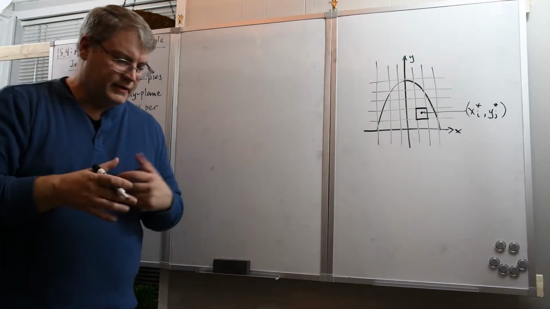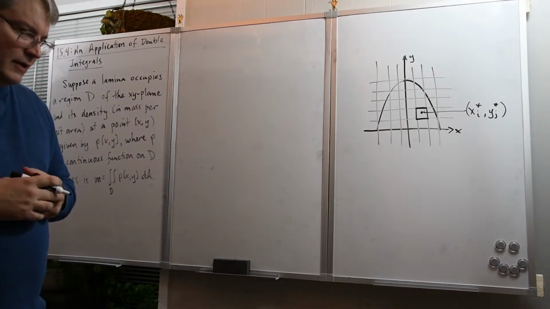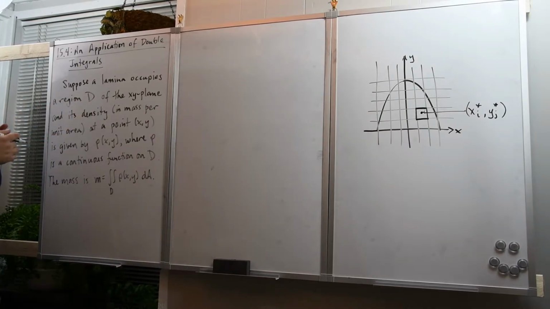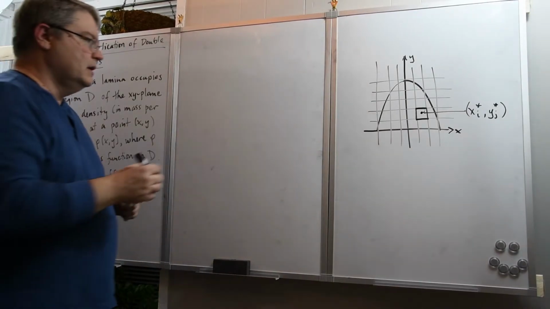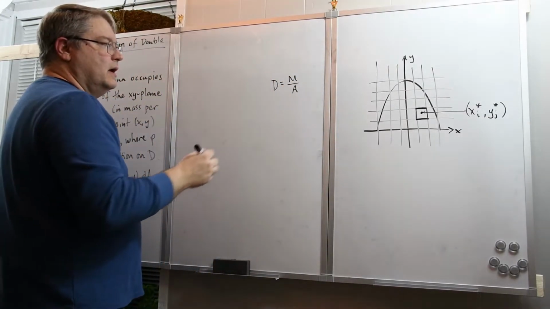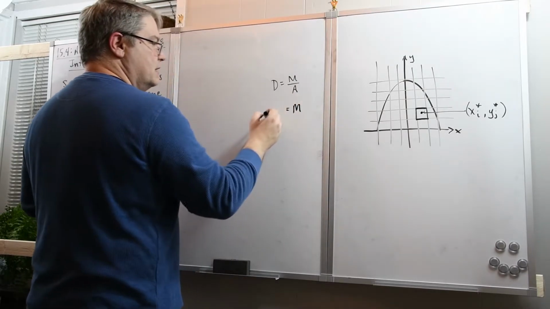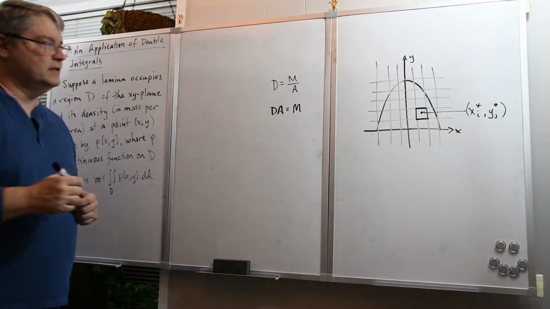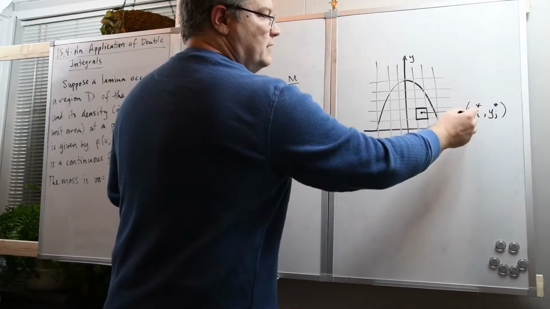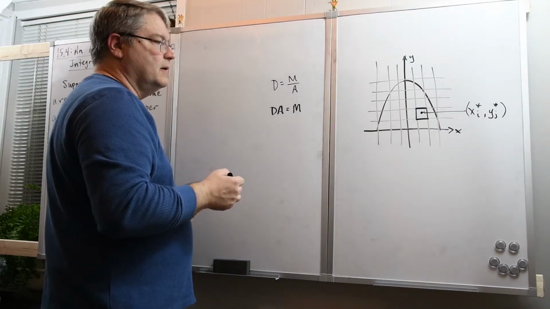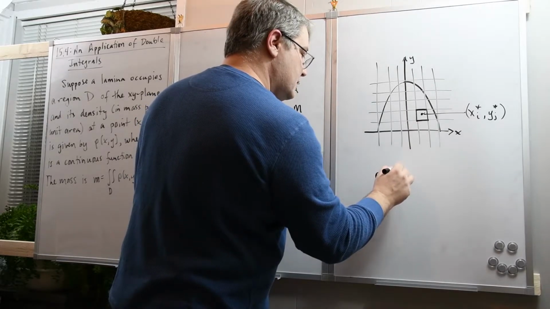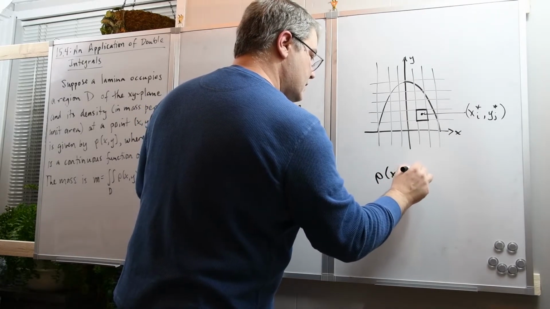And so you might say, well, how exactly is it that we would represent the mass? Well, remember, the way that the density is described here is in mass per unit area. So if density is in mass per unit area, then that means that the mass is going to be the same thing as the density times the area. So what we can do is plug this representative point, xi star, yj star, into our rho. So let's take a look at rho of xi star, yj star.